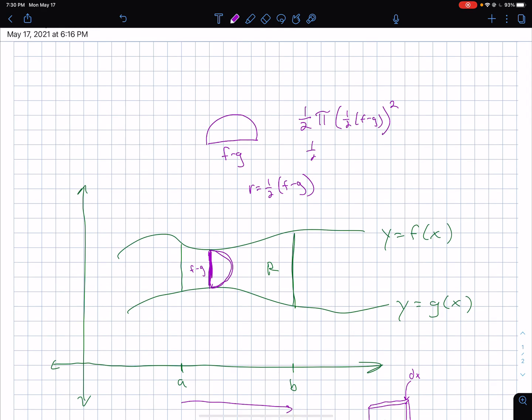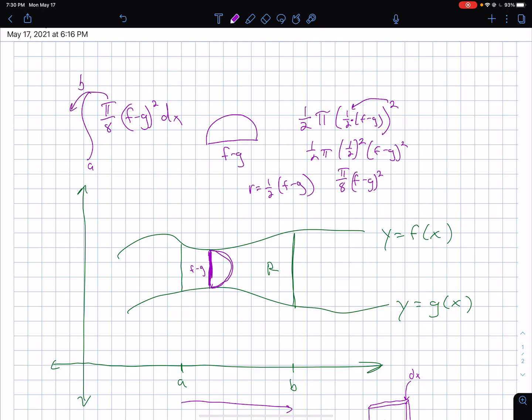So now I can square both parts of this because it's multiplication. If I square the 1/2, and then I square the F minus G. So 1/2 squared is 1/4, times 1/2, I get 1/8 times pi. I get pi over 8 times F minus G squared. That's the area of the semicircle. So if I multiply it by dx, that gives me the volume of one of those slices, and then I add them up from A to B.